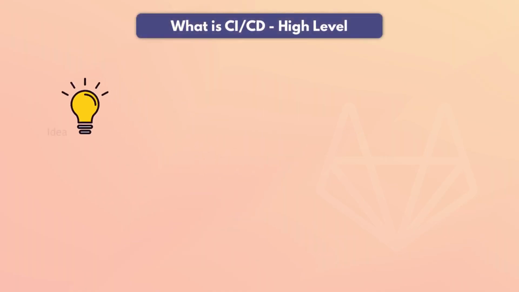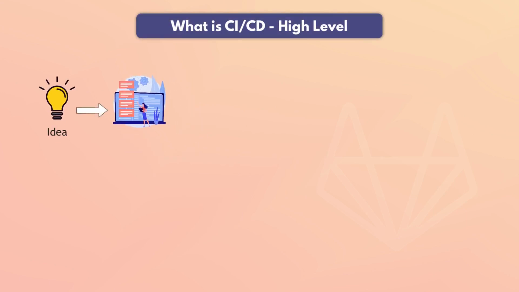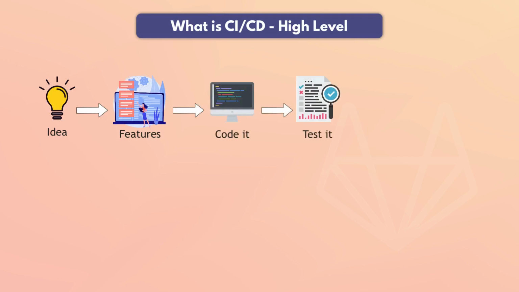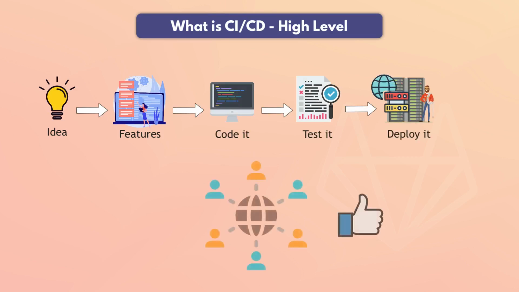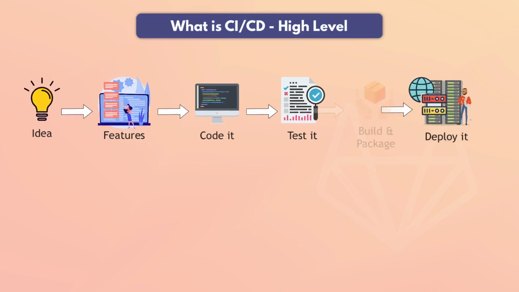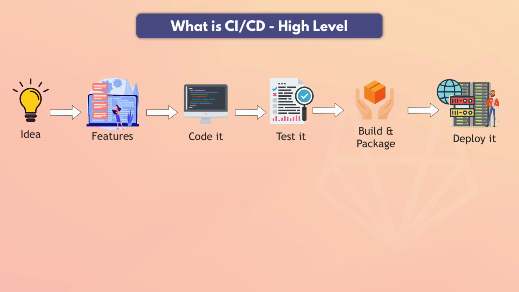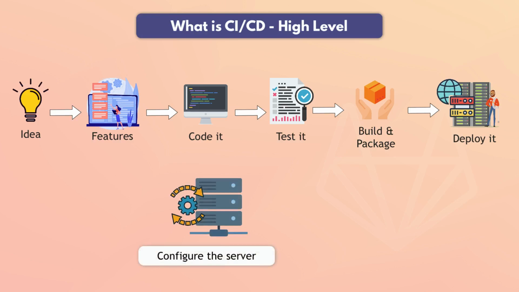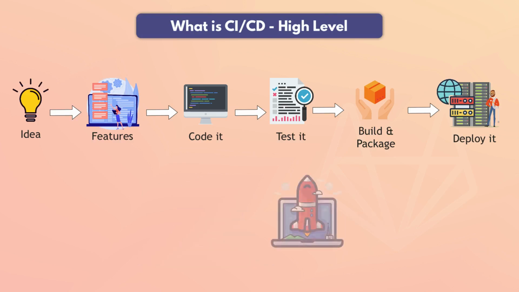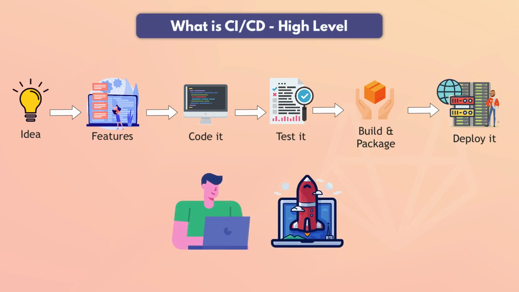Let's say you have a great idea about a cool application. You define its functionality, or in other words, what features it will have. Then you code it, you test it. Now that you have a tested application, you want to actually deploy it on a public server and let the users access it. For that, you build and package your application in some kind of executable form in order to run. You configure the server with all the needed stuff, like installing any tools that the application needs in order to run, and then deploy the application. And with that, you have launched. The users can start using your application.